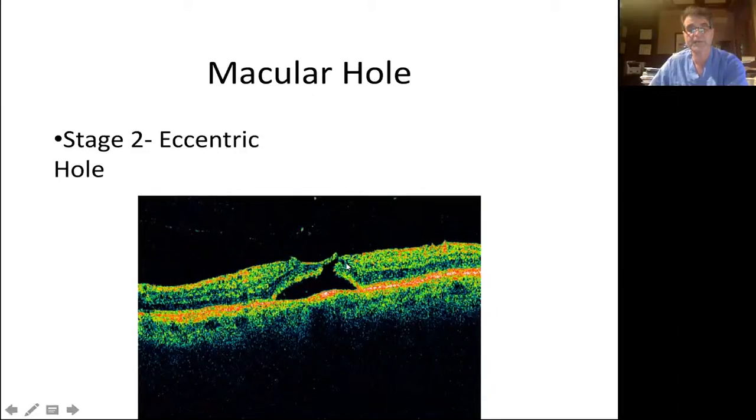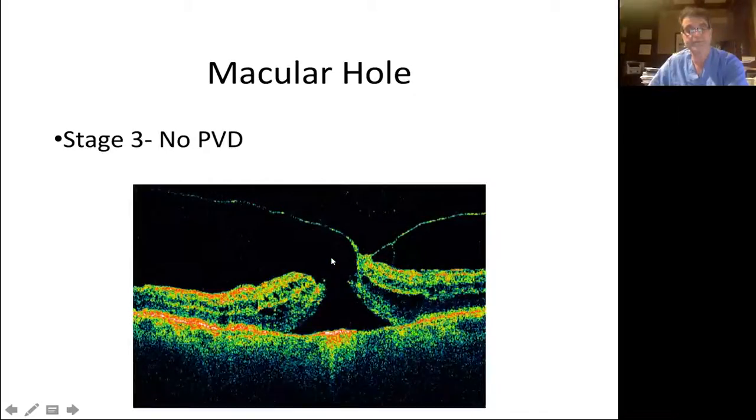Stage 2 is a small eccentric hole. So we have the foveal detachment and just the very beginnings of a macular hole. We can see the vitreomacular traction coming down here and causing some anterior posterior traction, hence this dehiscence in the foveal region. Stage 3 is a larger macular hole. There's no vitreous detachment here. We can see that the hyaloid is still attached to the edge of the macular hole. The edges are rolled up and show cystoid changes as well.